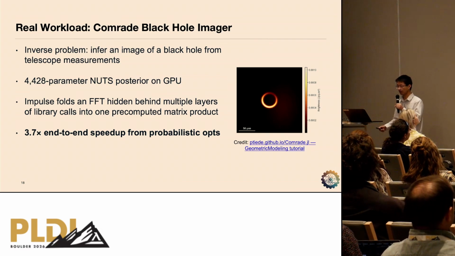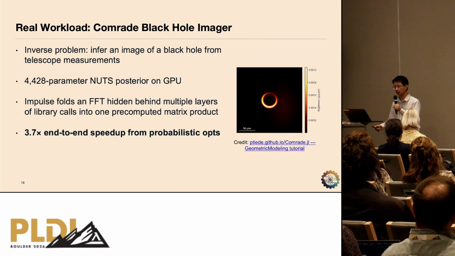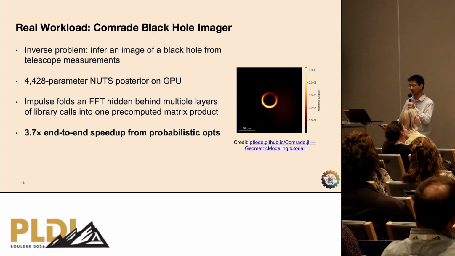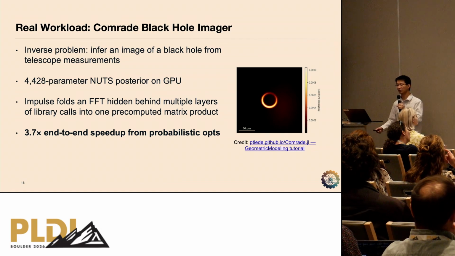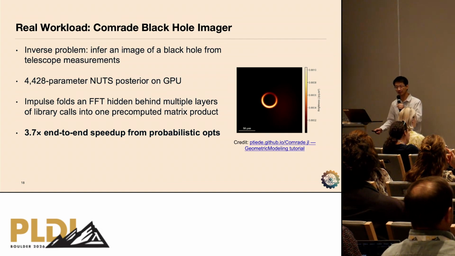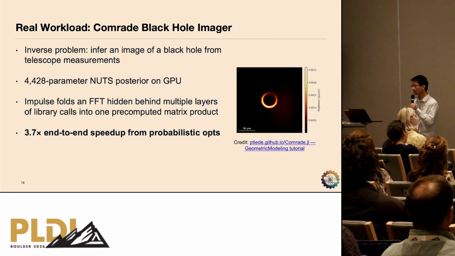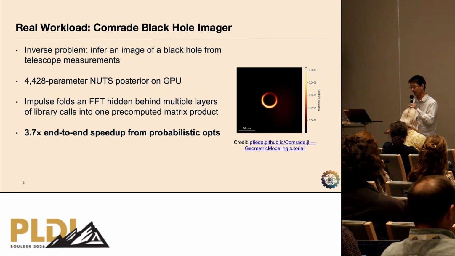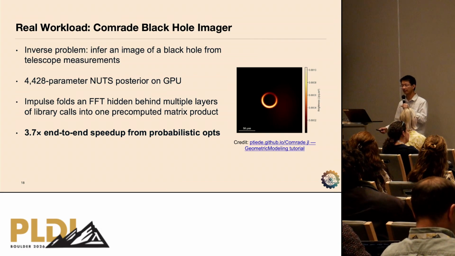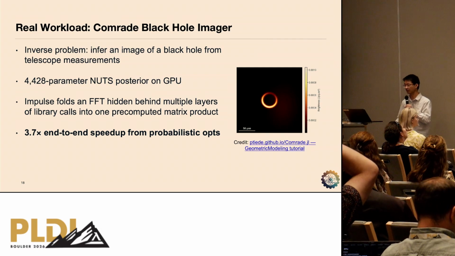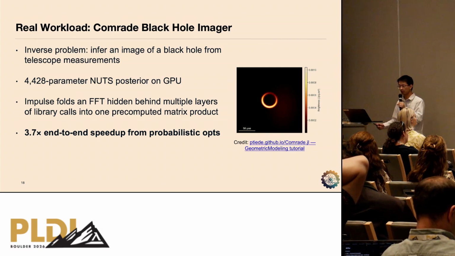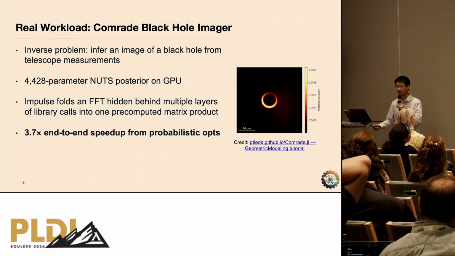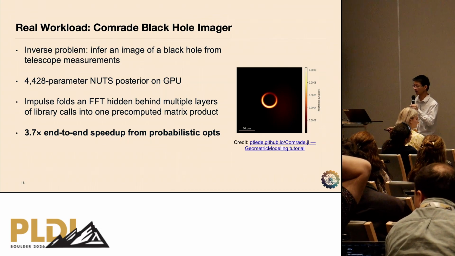And this is a very hard inference problem that requires a GPU to run efficiently. And Impulse can fold an FFT operation hidden behind multiple layers of library calls into one pre-computed matrix product, so it only has to be evaluated once. Doing this manually by hand is extremely hard because people would have to understand that the Sky model library is calling a fast Fourier transform library, and there is such redundancy. And we are able to achieve this 3.7x speedup by doing probabilistic-specific optimizations enabled by this high-level IR.